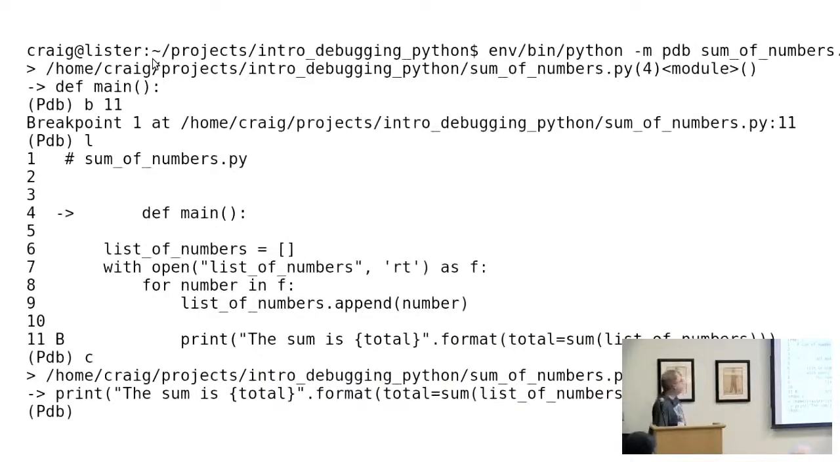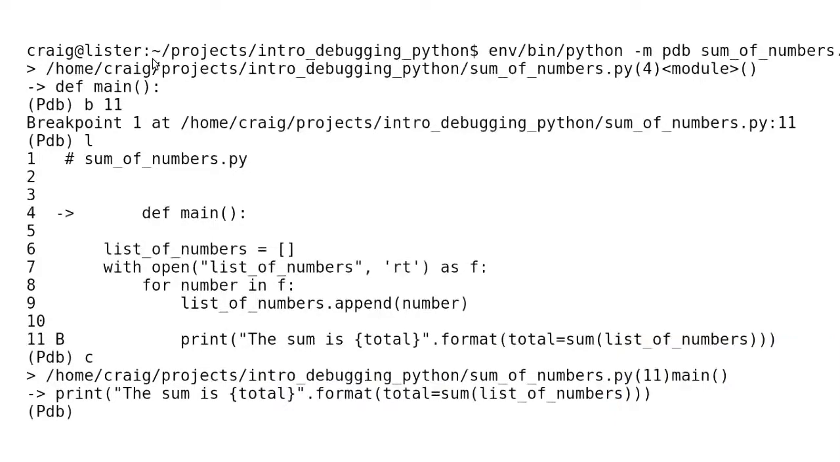I'm going to go a little fast on this piece, but keep in mind, this is pretty much the rest of the presentation is on the debugger. So I start off the debugger by using -m pdb and then the sum of the numbers. I'm going to insert a breakpoint here where I'm getting the error. The sum is blah, blah, blah. All right? And then I will tell it to continue.